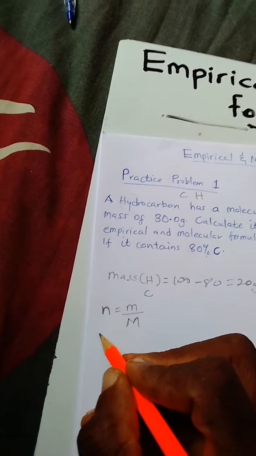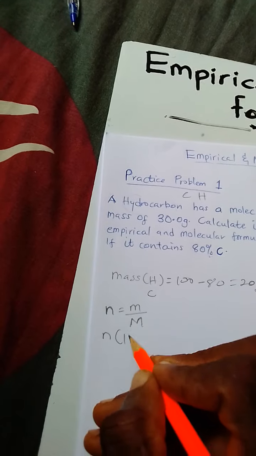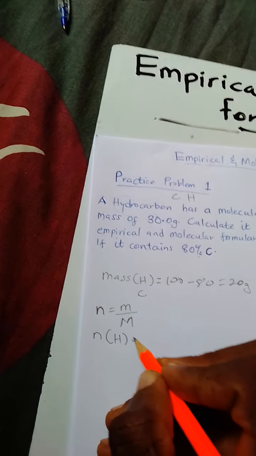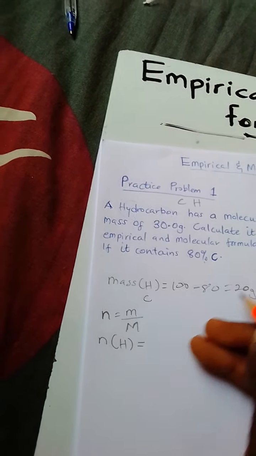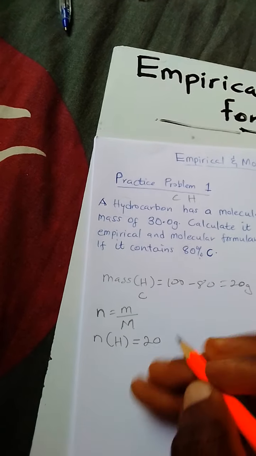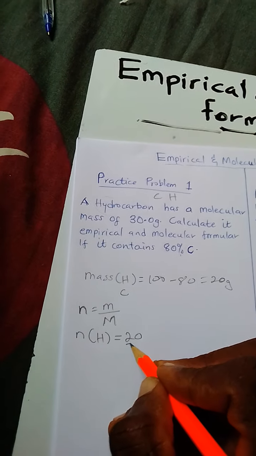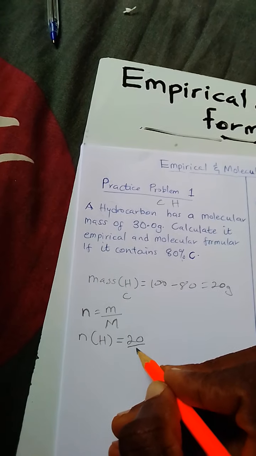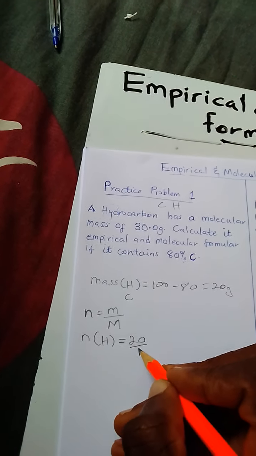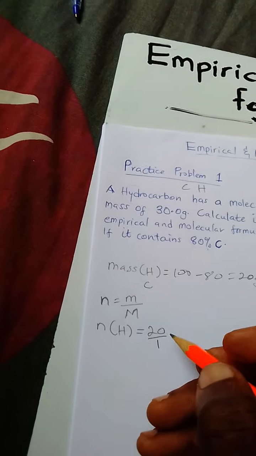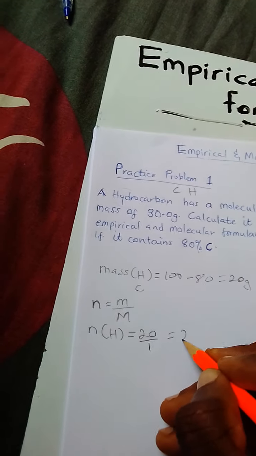So the number of moles of hydrogen is equal to the mass of the hydrogen, which is 20, over the molar mass, or the atomic mass of hydrogen, which is 1. Hydrogen has atomic mass of 1 and is constant, so keep that in your mind. So we are going to get 20 moles.